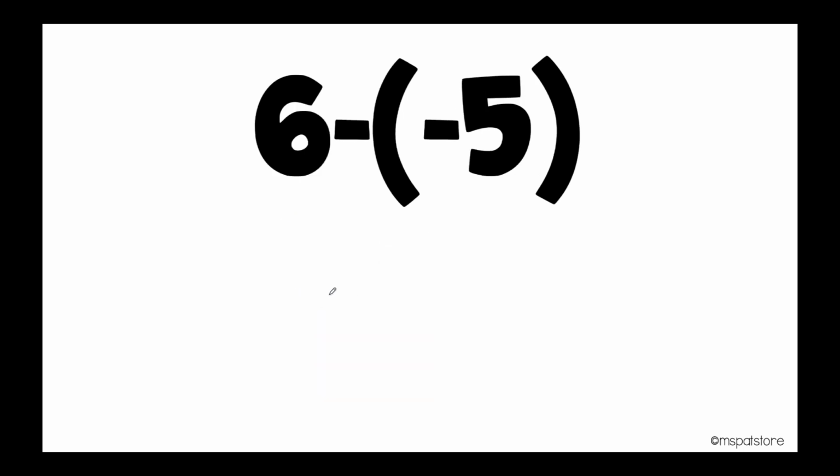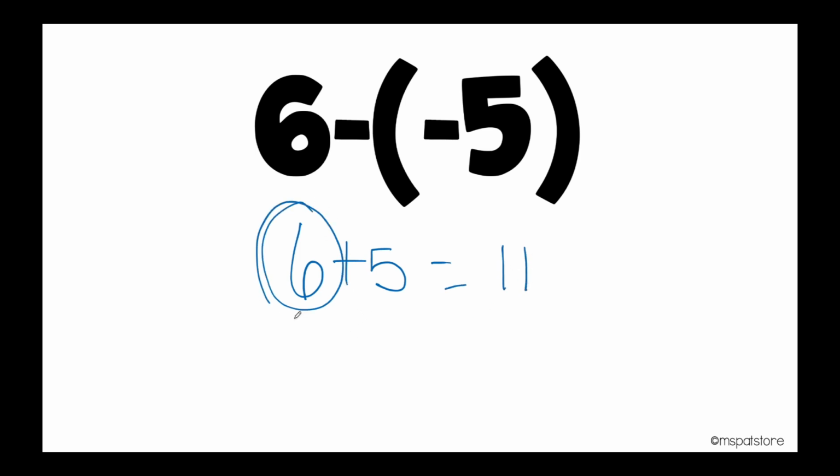So my final answer will be negative 9. Pause this video and try to do this one by yourself. All right, so let's try to do this one. So we have 6. And then the opposite of negative 5 is positive 5. So I'm going to add positive 5. 6 plus 5 equals 11. But in this case, my greatest absolute value is positive 6. So my answer will be positive 11.